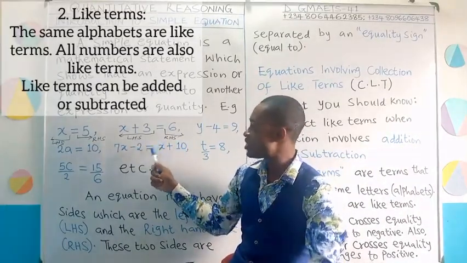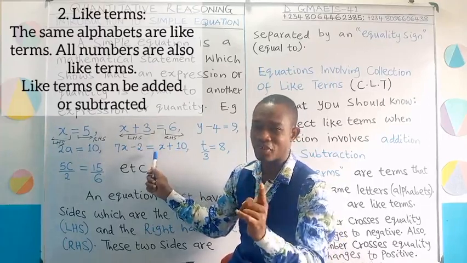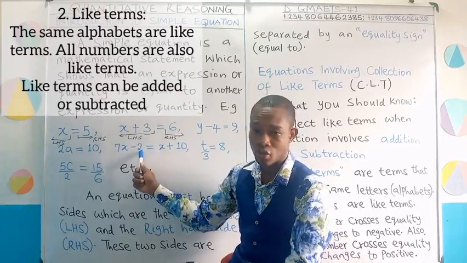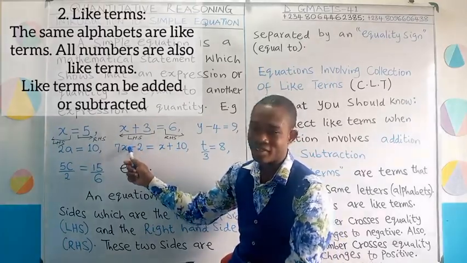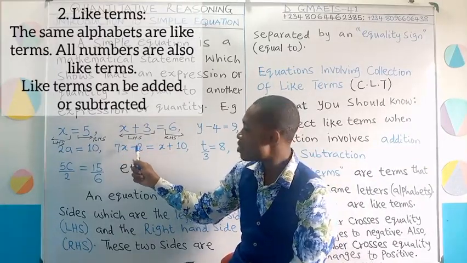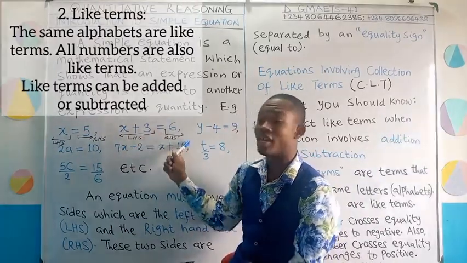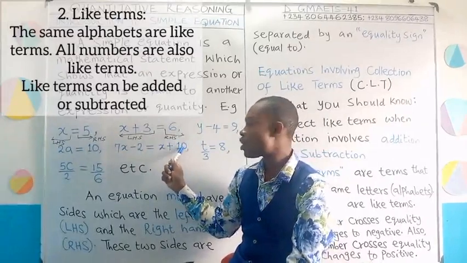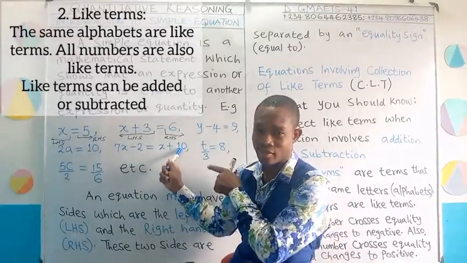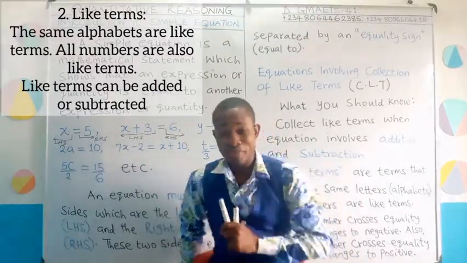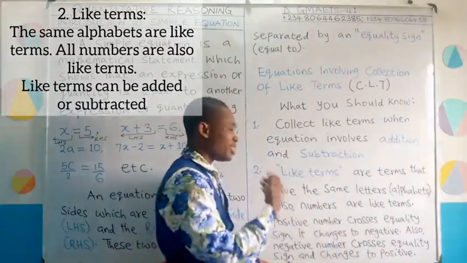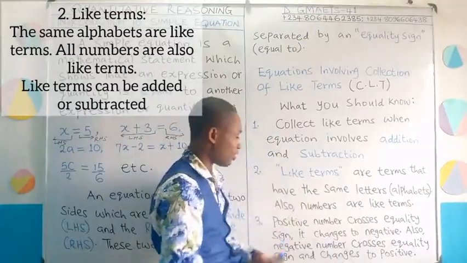Did you notice that there is a like term of 10? We have a number here, and the number is what? This minus 2. This minus 2 is on the left hand side. So you have to do what? Remove it from the left and take it to the right, so as to go and meet this 10. We are going to do all of those things. Don't worry. Let's just get the principles, the guidelines first.